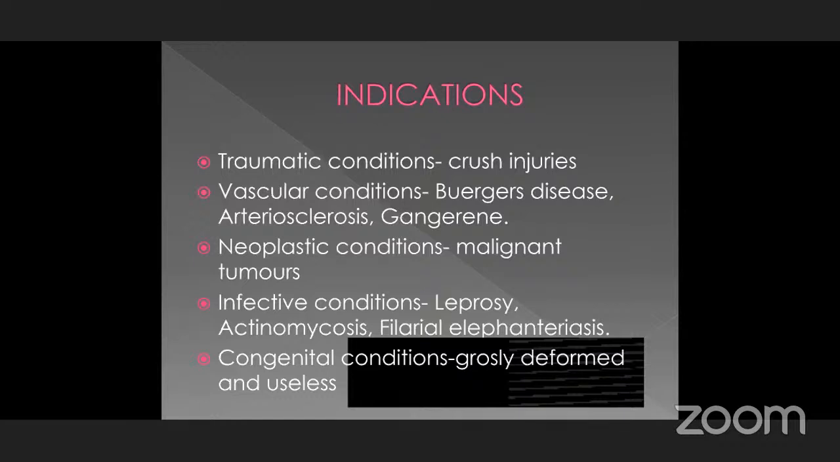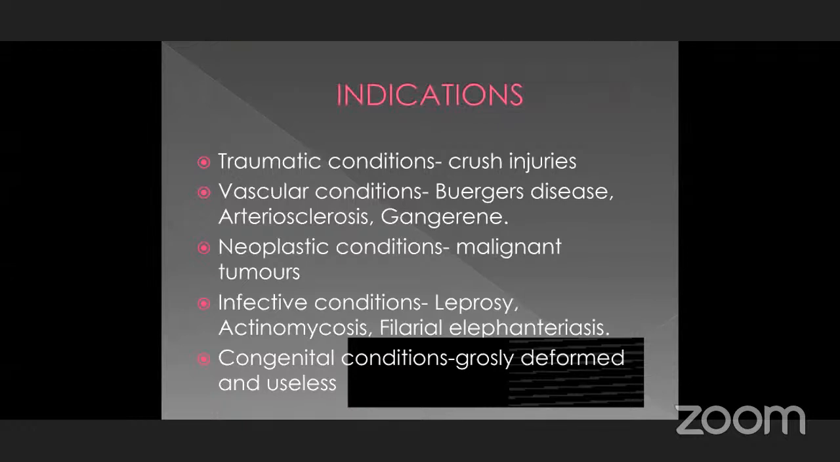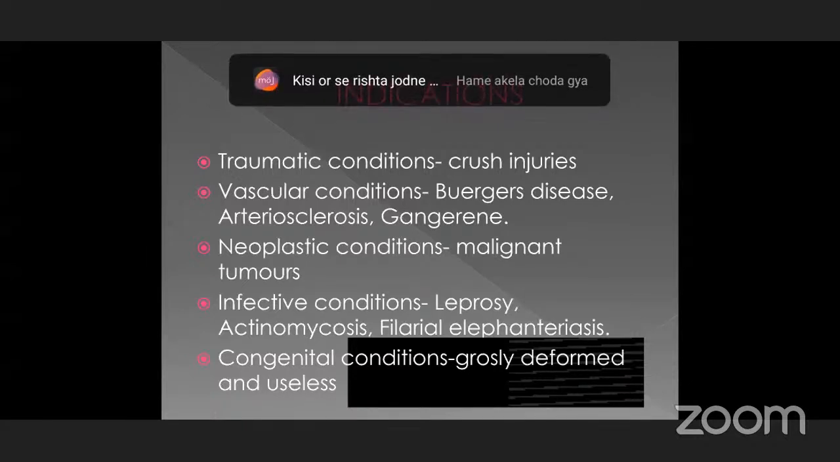Also some congenital conditions like grossly deformed and useless limbs, because some persons have a lower limb or foot that is grossly damaged and cannot be used properly like a normal person's. So amputation is done for clinical purposes and for improving physical and functional purposes. Okay, now we see about the types of amputation.